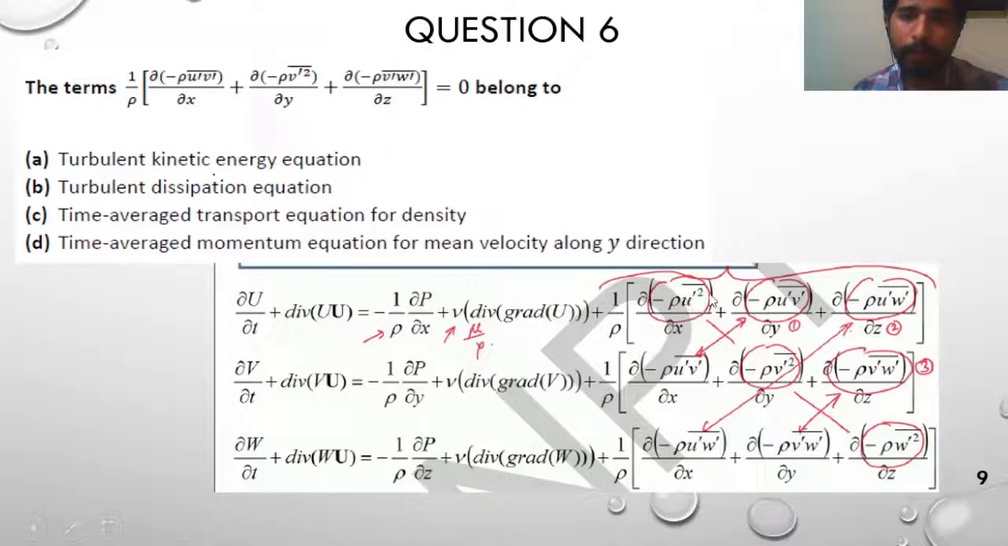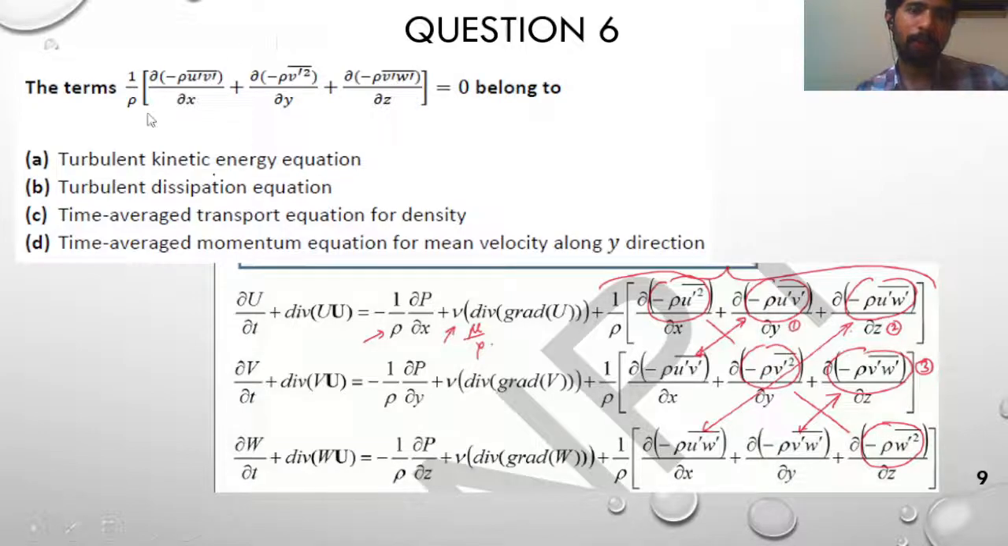So in the x momentum equation you have u dash square, in the y momentum equation you have v dash square, in the z momentum equation you have w dash square. This corresponds to the particular equation which they have given here. It mainly corresponds to the momentum equation in y direction, and it is the momentum equation for the mean component. Since dv by dt is there, it is nothing but the time averaged momentum equation for mean velocity. It is not the turbulent kinetic energy equation.